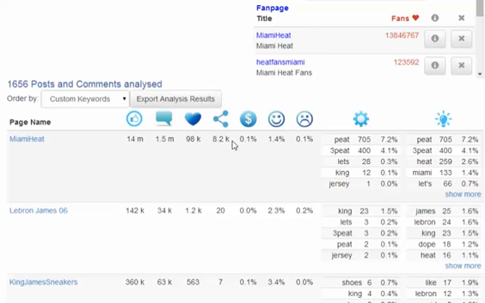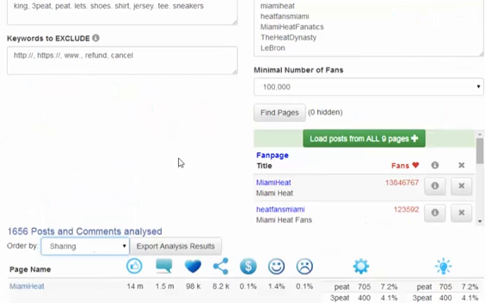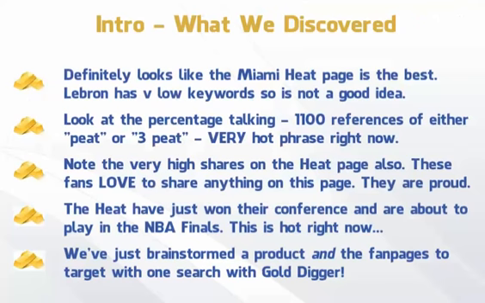That's particularly important because we want a page where we advertise to those people, and they tag their friends in the comments on our post. They share it, and they basically give us free traffic. So the higher the share number is, the better we're going to do when it comes to advertising. And if I click over to sharing, you'll see that the Miami Heat page is also highest in terms of sharing, which is very cool. So that's another reason that we want to target this particular page.